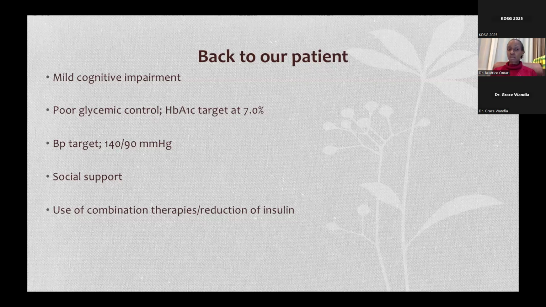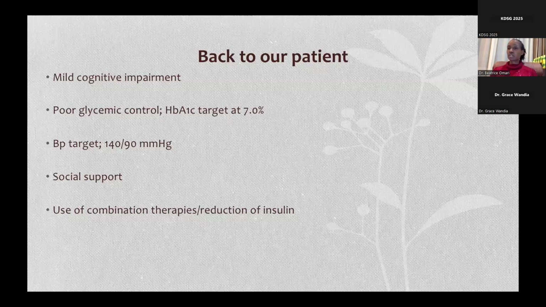The social support also significantly helped in terms of ensuring that the patient remains on her ART regimen. We couldn't go higher on the metformin because metformin and dolutegravir together can significantly increase the levels of metformin. So we had to maintain it at around 500 milligrams per day. So the combination therapies definitely did help to achieve good glycemic control.